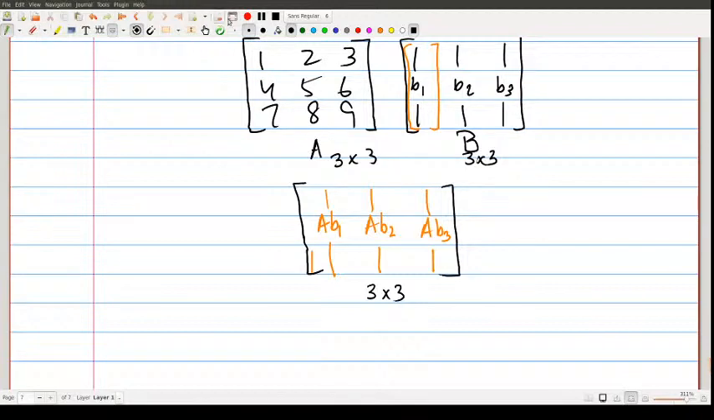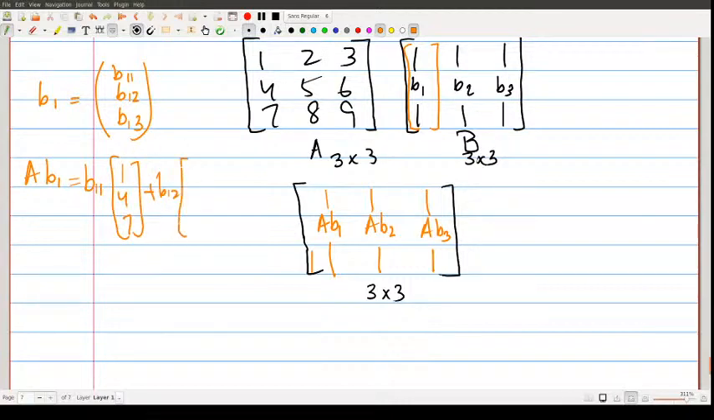So let's look at one entry, A times B1, and let's say B1 was the column B11, B12 and B13. A times B1 is basically B11 times the first column, which is 1 4 7, plus B12 times the second column, which is 2 5 8, plus B13 times the third column, which is 3 6 9. And so that's just AB1. If we want AB2, now this is a second column, so these entries will be different, but again it will just be a linear combination of the columns of A.